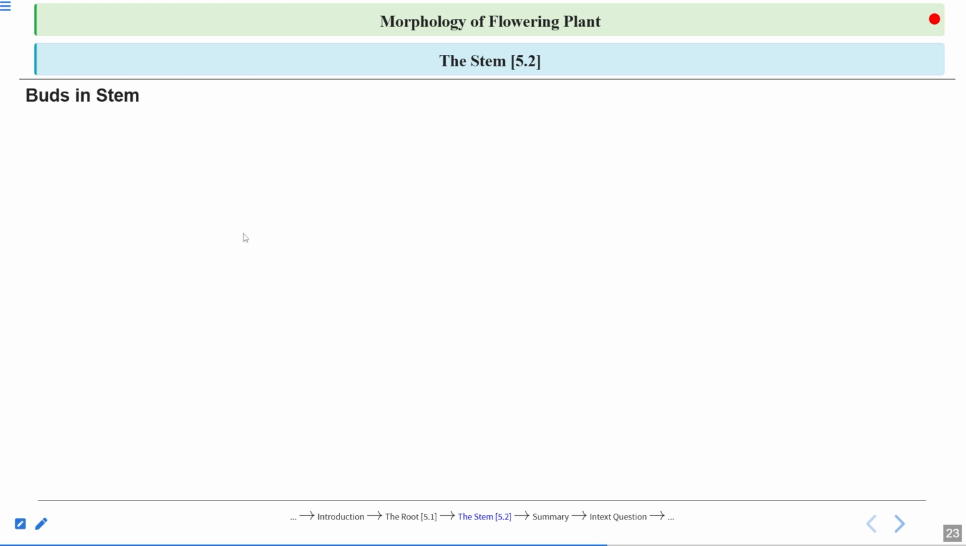Buds in stem. The stem bears the buds, which may be terminal or axillary. If it is bearing the buds at the apex of the stem, at the top of the stem, then it is called a terminal bud. Terminal bud or axillary bud.